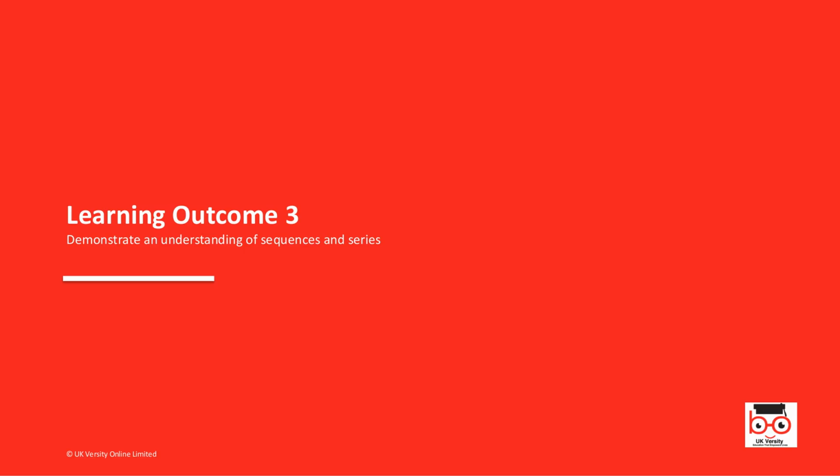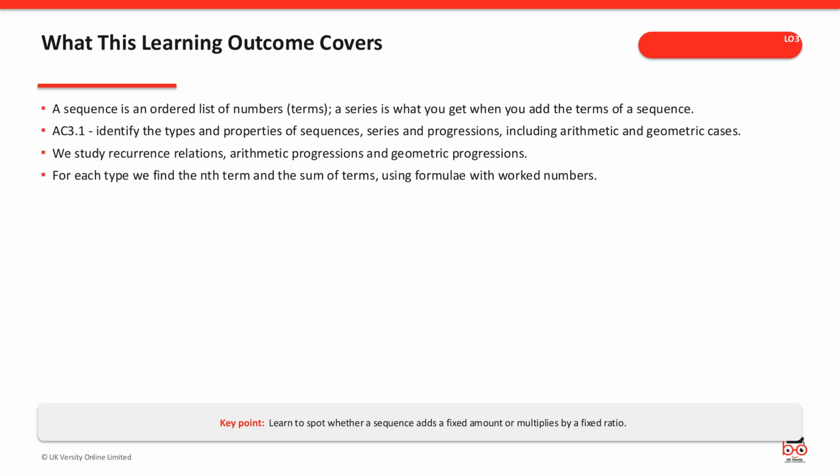Welcome to the third outcome, all about sequences and series, the patterns sitting behind so much of business and finance. Spotting whether a list of numbers is adding on or multiplying up is the key that unlocks the right formula. A sequence is simply an ordered list of numbers, and a series is what you get when you add those numbers up. In this outcome, we'll learn to identify the main types, especially arithmetic sequences that grow by a fixed amount, and geometric ones that grow by a fixed multiple.